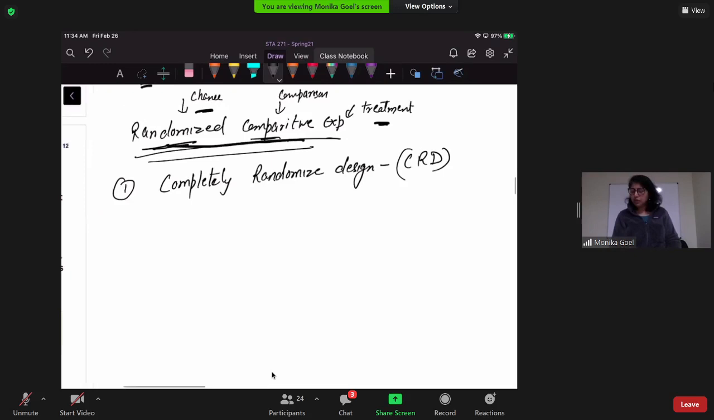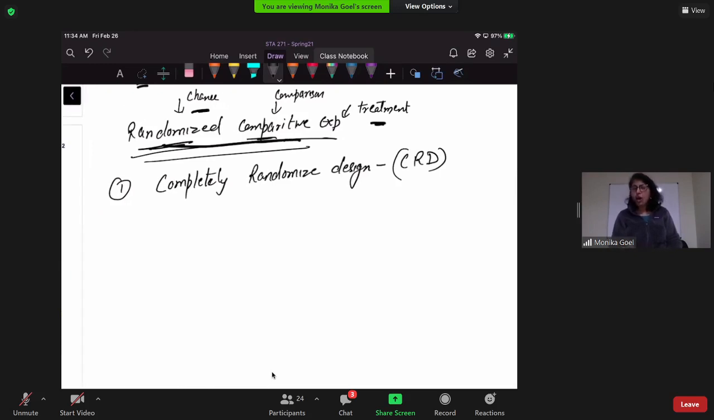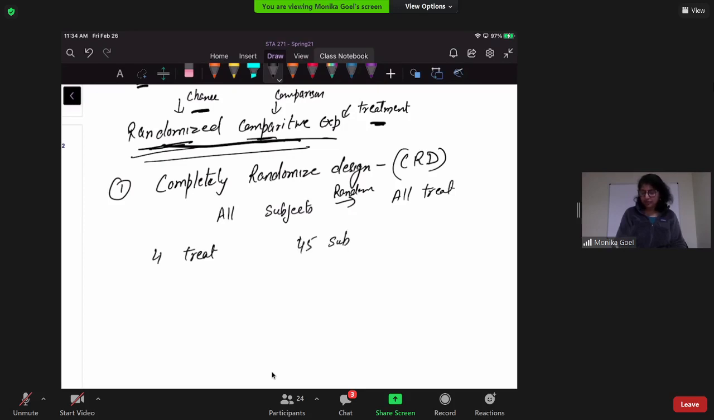When we are talking about completely randomized design, all subjects are allocated at random to all the treatments. Let's say I have 4 treatments and I have 45 subjects. So I am applying 4 treatments, and in your class, I have 45 subjects. So I'm applying 4 treatments to all of my students.